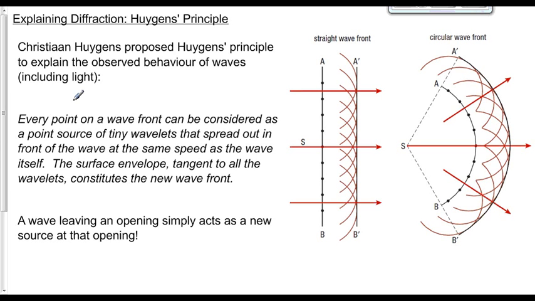Every point on a wavefront can be considered as a point source of tiny wavelets that spread out in front of the wave at the same speed as the wave itself. The surface envelope tangent to all the wavelets constitutes the new wavefront. So it's very wordy, and what it really just says is that if we imagine here's the wavefront, that's this dark line at the front here, or this curved line here. We can imagine that that wavefront is actually just a bunch of little tiny what Huygens called wavelets. These little tiny waves that are actually acting as their own sources. And when you add them all together, you get these nice, smooth wavefronts.